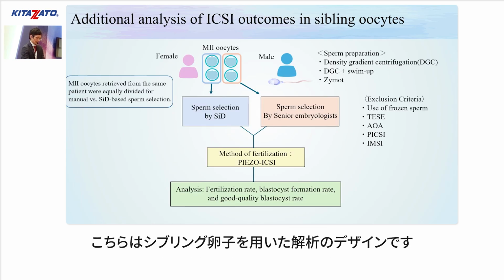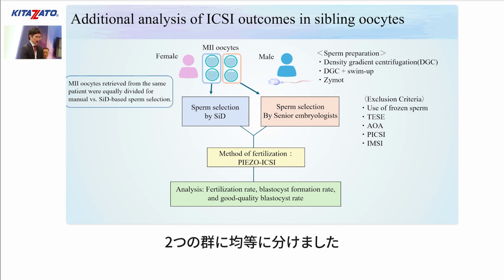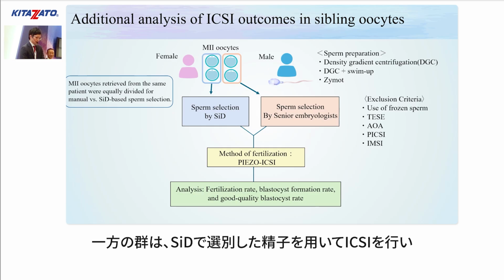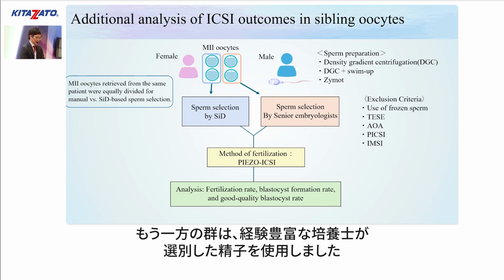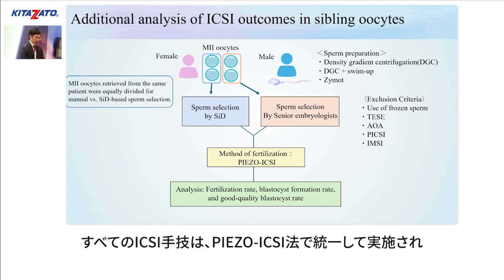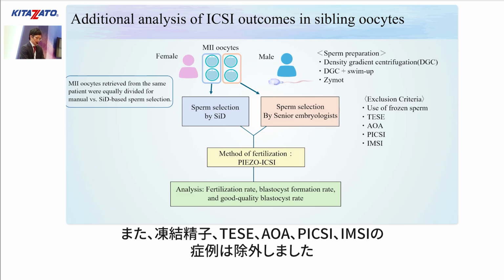This slide shows the design of our sibling oocyte study. In this analysis, mature oocytes retrieved from a single patient were equally divided into two groups. One group underwent ICSI using sperm selected by SIDO, and the other using sperm selected by a senior embryologist. All ICSI procedures were performed using the same ICSI method. We compared fertilization and blastocyst development outcomes between the two groups. We excluded any case using frozen sperm or AOA, and PICSI and MG.